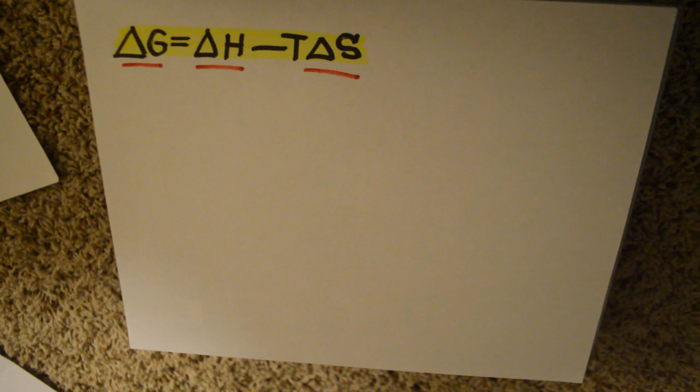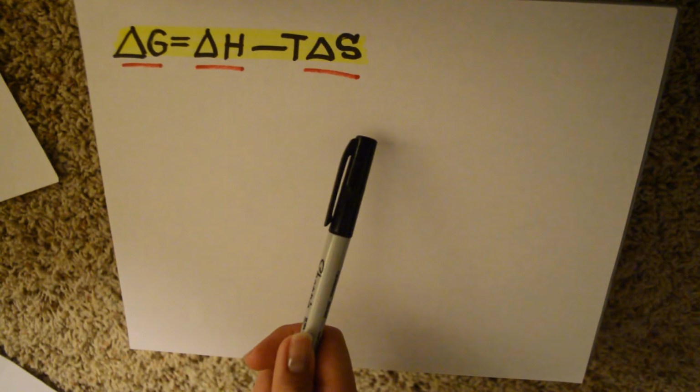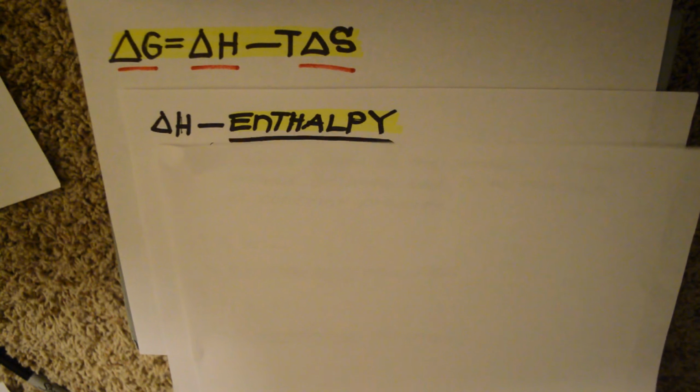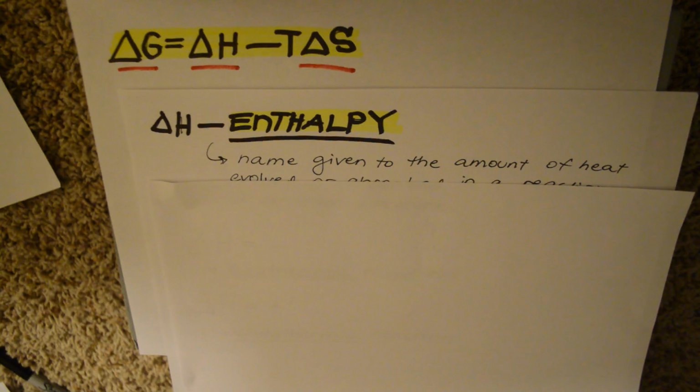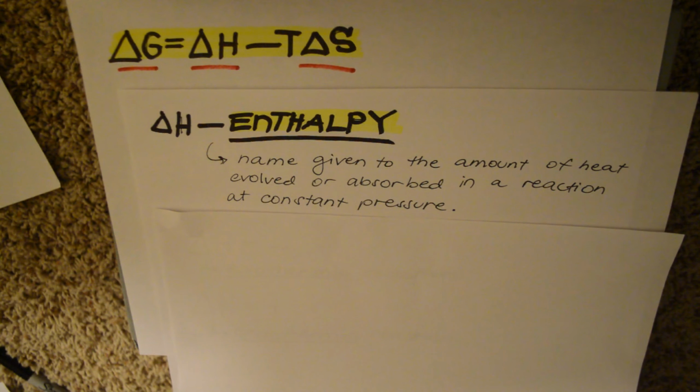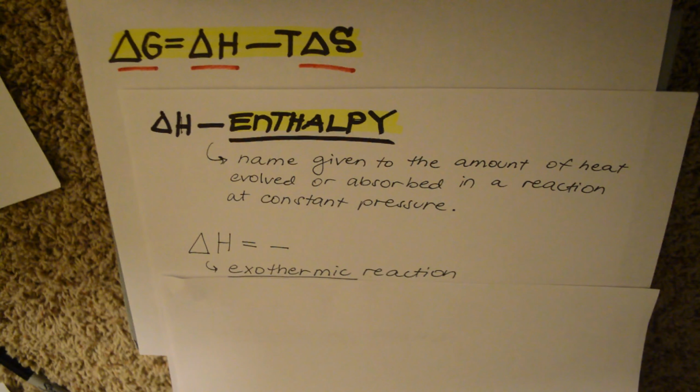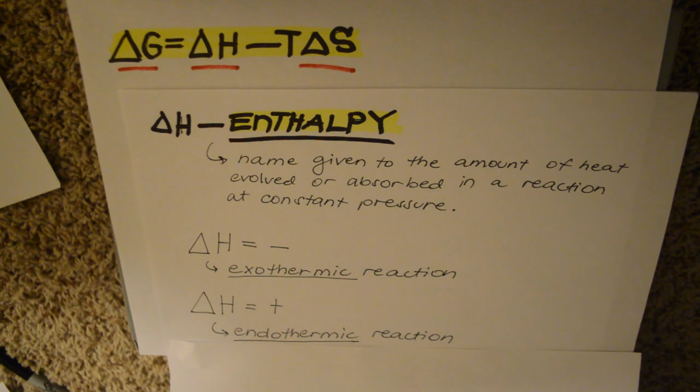Guys, today we're going to talk about the mathematical expression of delta G. But before that, let us review what G, H, and S are and what they mean in terms of their signs. So let's go ahead and identify H, which is enthalpy. Enthalpy, by definition, is the name given to the amount of heat evolved or absorbed in a reaction at constant pressure. So if delta H is negative, it is an exothermic reaction, meaning it would release heat, causing the temperature of the immediate surroundings to rise. And if it's positive, then it would be an endothermic reaction, where it would absorb heat and cool the surroundings.